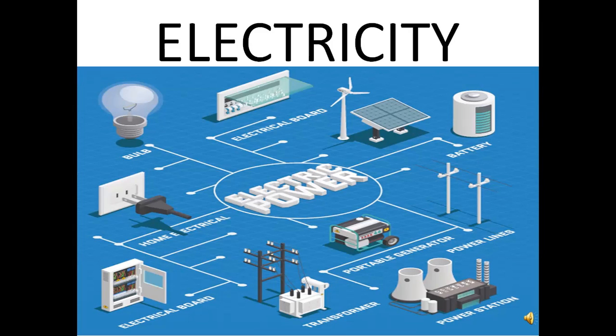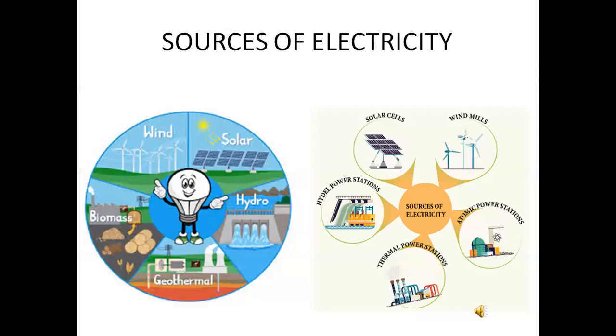So, the sources of electricity are the electrical board, batteries, portable generator, power lines, power station, transformer, home electrical and bulb. From these electric power stations we get electricity. Sources of electricity.